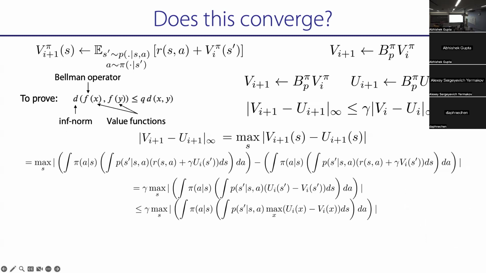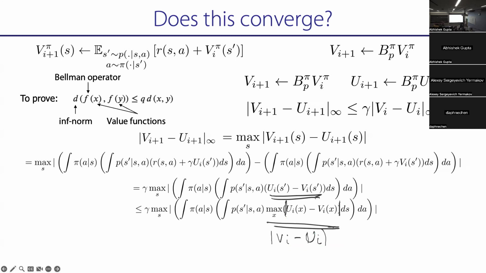And so what you can do is you can say that this difference, U_i(s') minus V_i(s'), is less than or equal to the max of U_i(x) minus V_i(x) over all x. So you take these two vectors, you subtract them, and you say it's less than or equal to the max difference between them. So let's say you had the infinity norm here, or an absolute value. Now, what is this thing? It's the infinity norm, right? And so you can say that this is just the infinity norm between V_i and U_i.